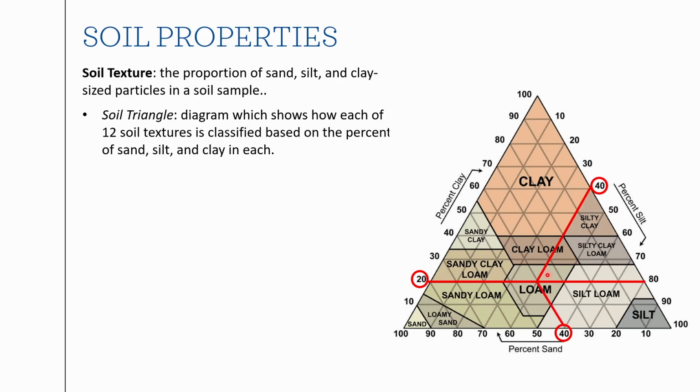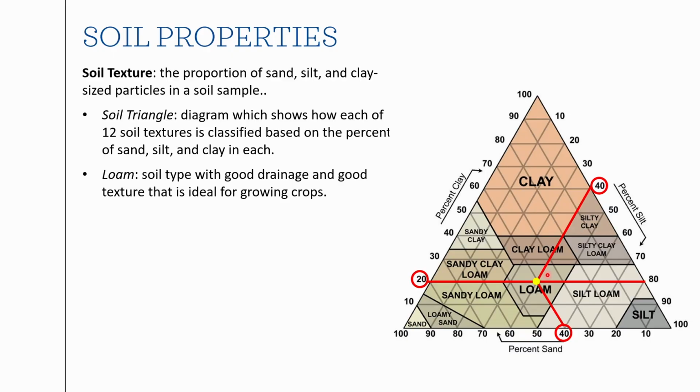There's a point of intersection, and wherever that point is, that's where we classify our soil. You can see this type of soil, a mixture of clay, silt, and sand, is known as a loam. And a loam is an important soil type. It is considered to be the ideal soil for growing crops. A true loam is about 40% silt, 40% sand, 20% clay.